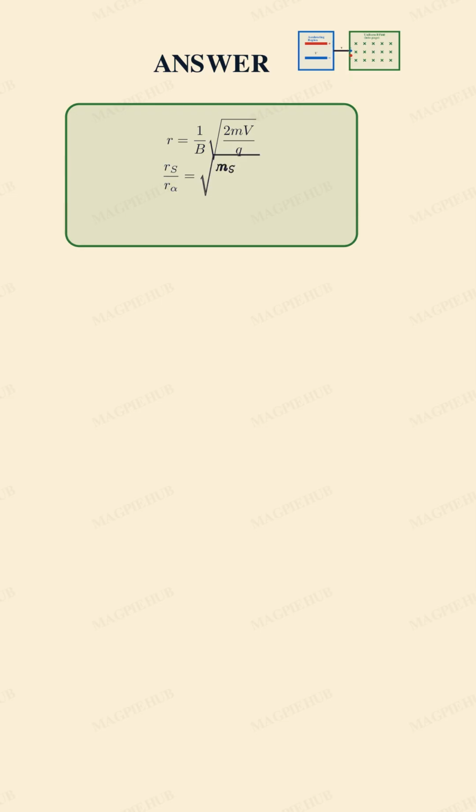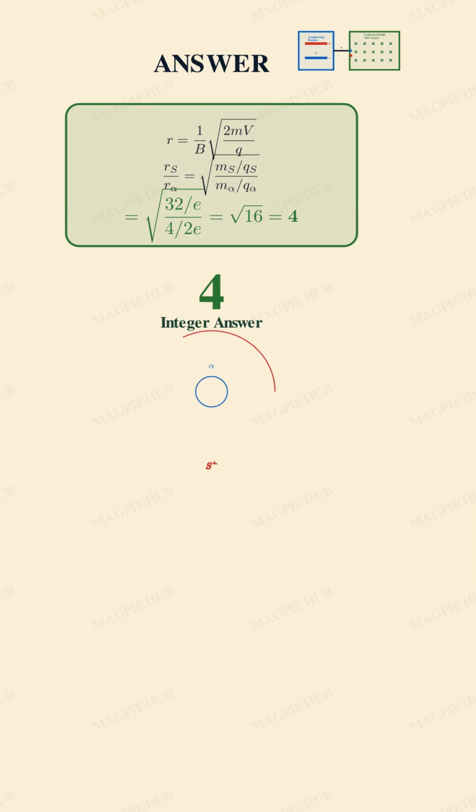Using the general formula for radius in a magnetic field, the ratio depends on the square root of the mass to charge ratio. The sulfur ion, being heavier and less charged, traces a circular orbit 4 times larger than the alpha particle. Exam tips for JEE Advanced.